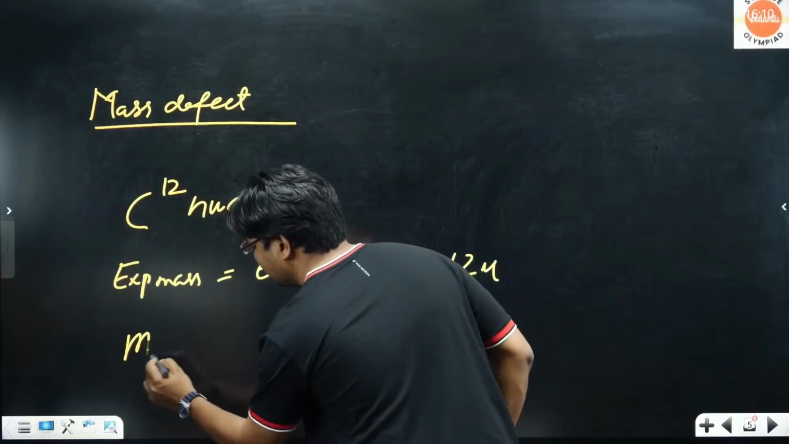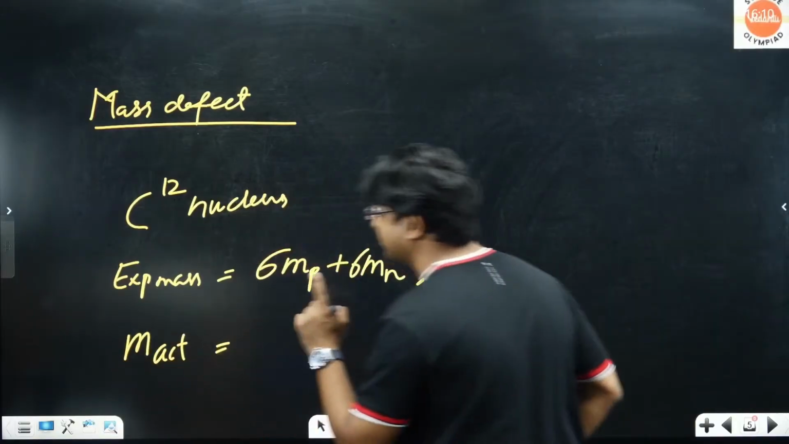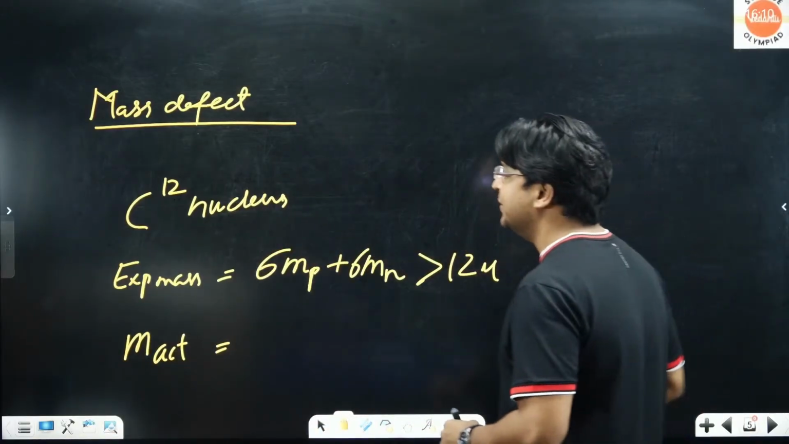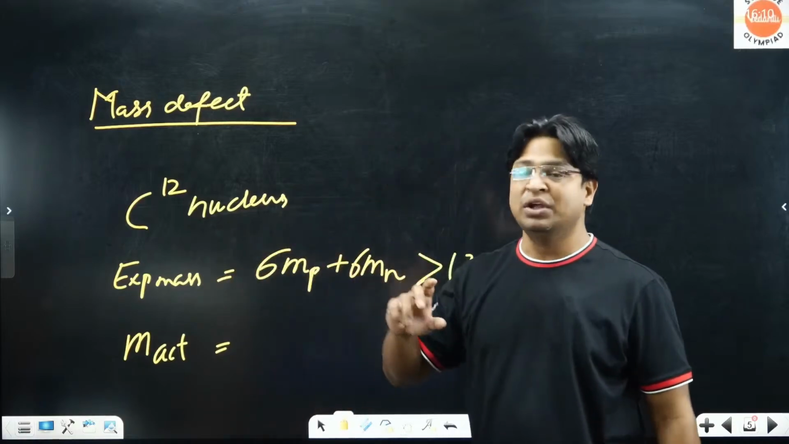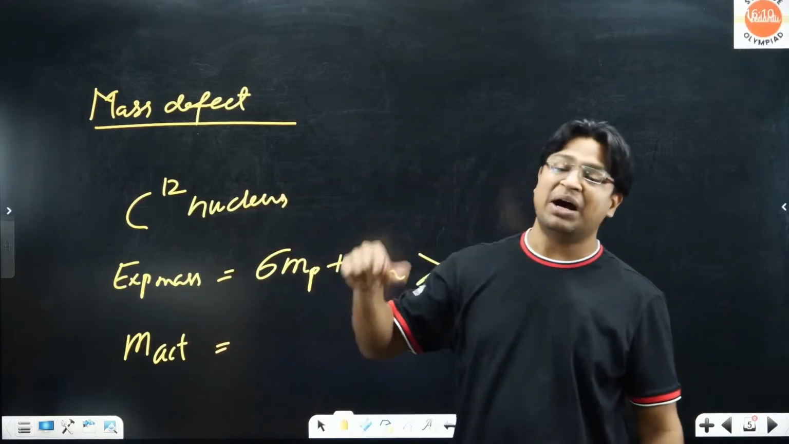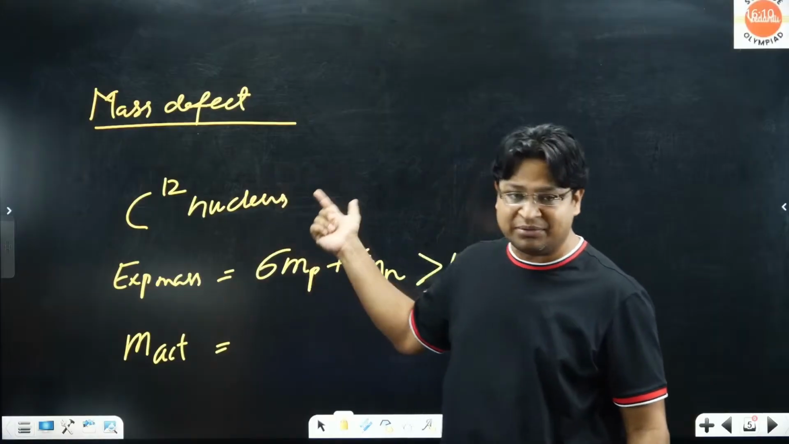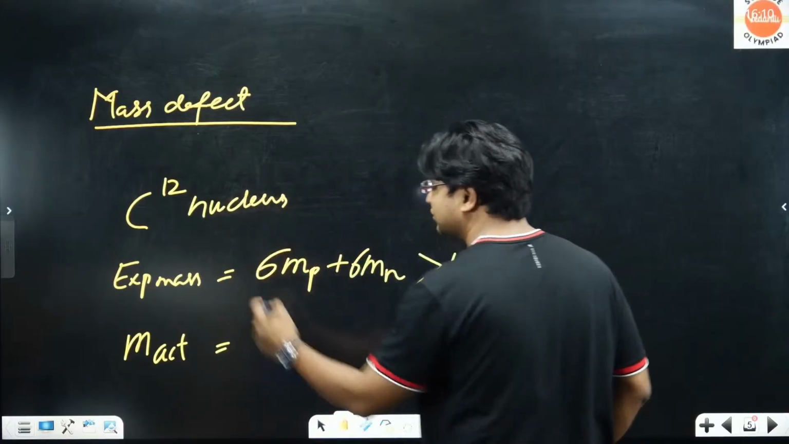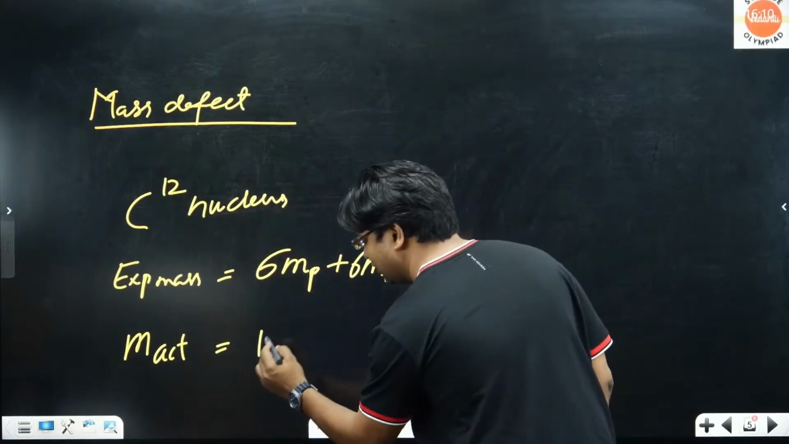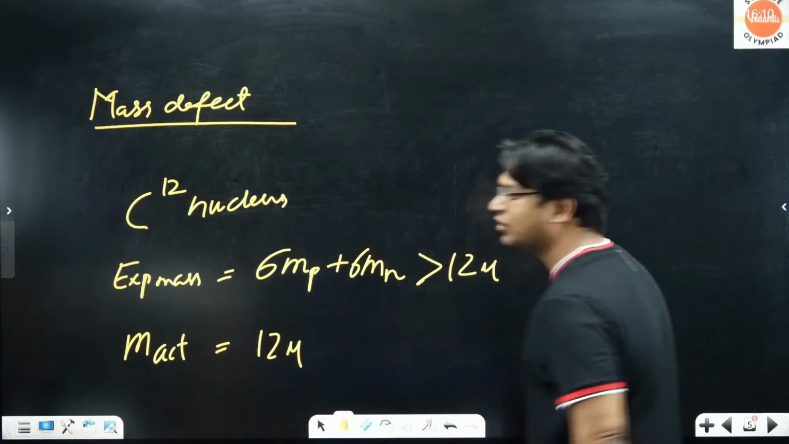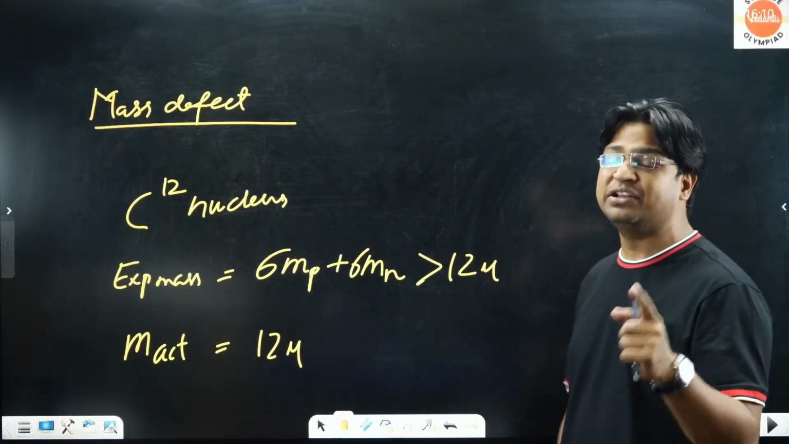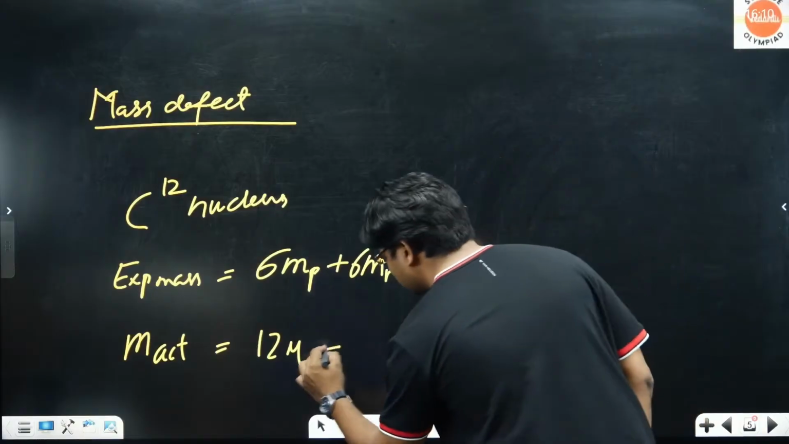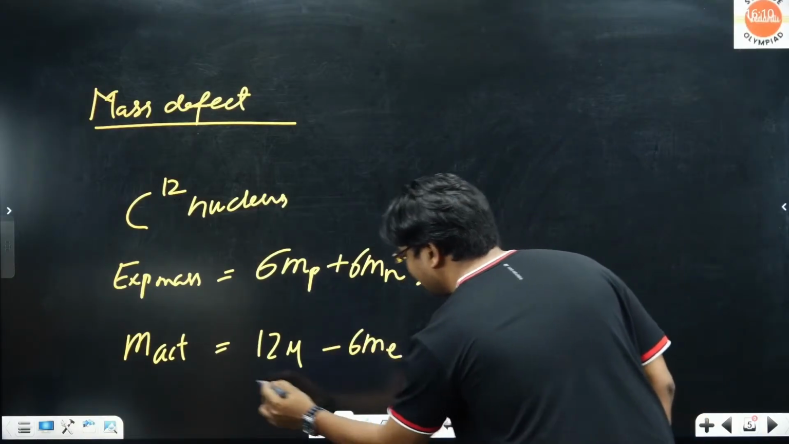Okay, now what is the actual mass of a C12 nucleus? Let's pay attention to that also. If we are defining AMU as 1/12th of the mass of a C12 atom, then obviously the mass of a C12 atom would be 12 AMU. But here we are not writing the mass of the atom, we are writing the mass of the nucleus. So I must subtract the mass of electrons.